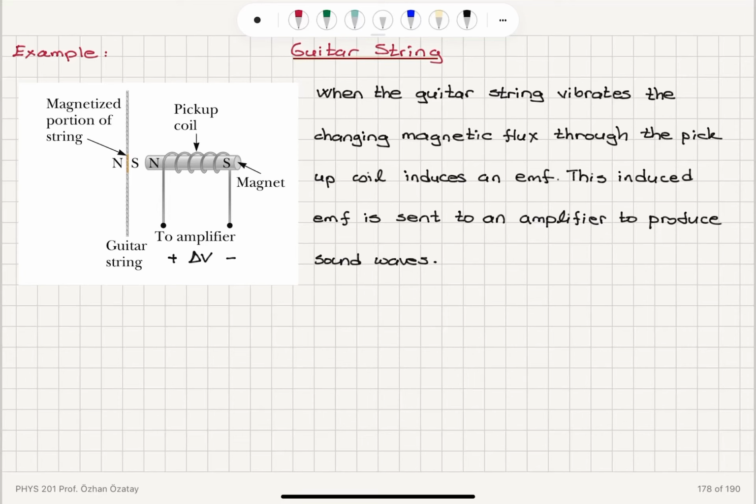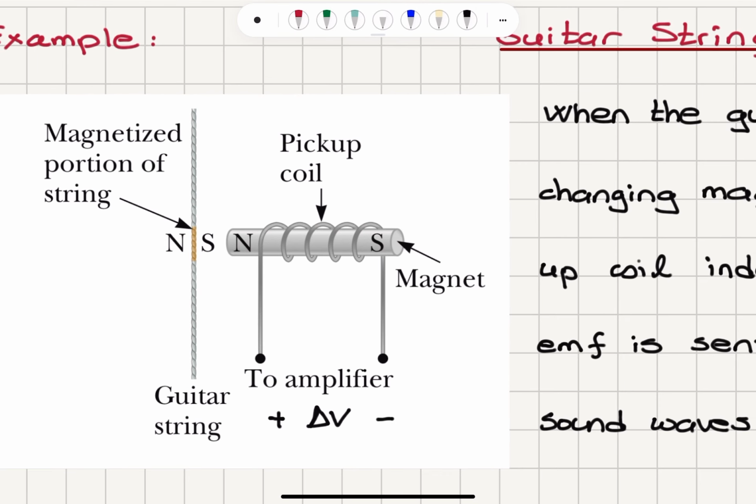Here is an example for Faraday's law, the guitar string. We have an interesting situation in a guitar string. When you consider the guitar string, the magnetized portion of the string will have a north and south pole couple. And this is basically approaching a pickup coil or going away from the pickup coil.